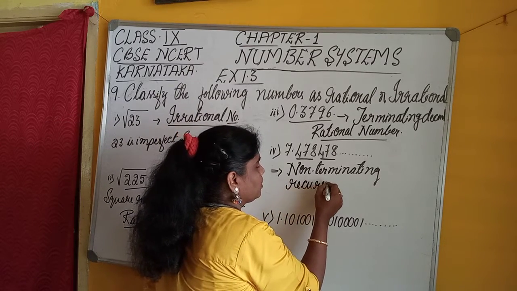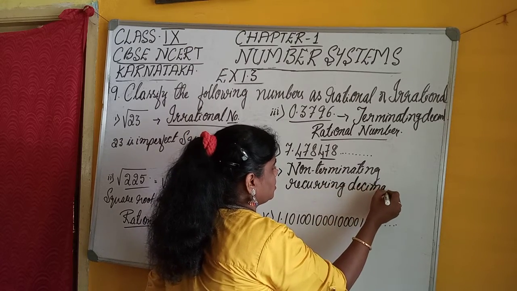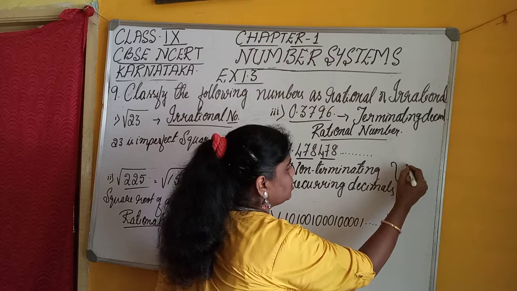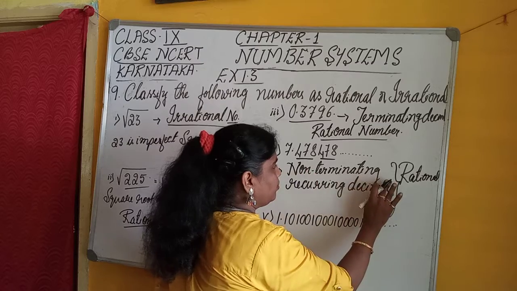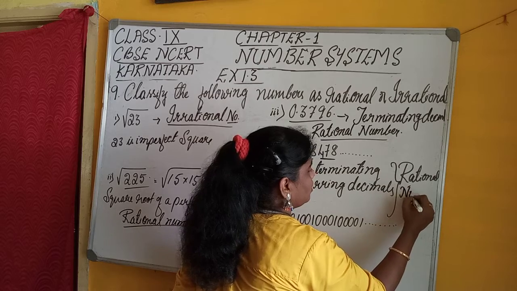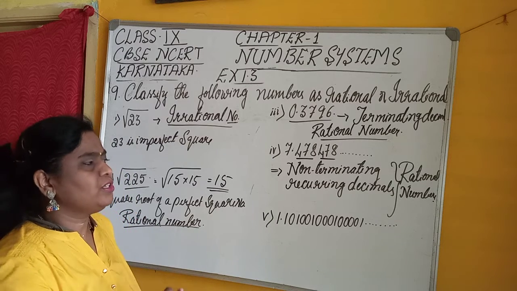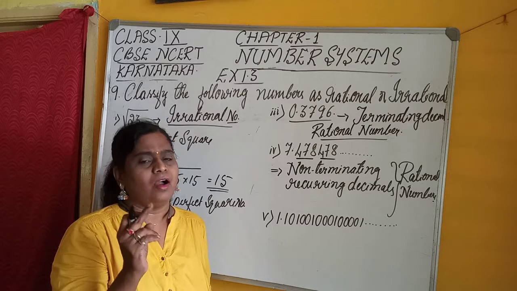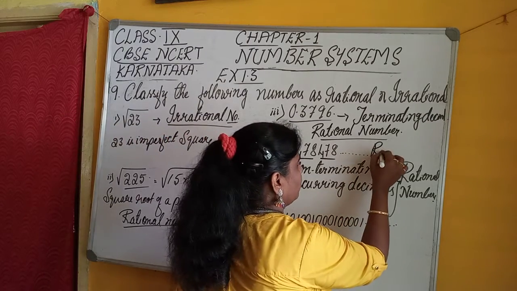Non-terminating along with recurring decimals are which type of numbers? Non-terminating and recurring decimals are rational numbers. Understood? It is not terminating, but the numbers are recurring. Therefore, these are rational numbers. Yes, we identified by the nature of the decimal expansion. The decimal expansion is recurring and non-terminating. Therefore, it is a rational number.